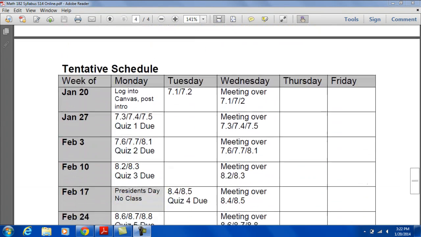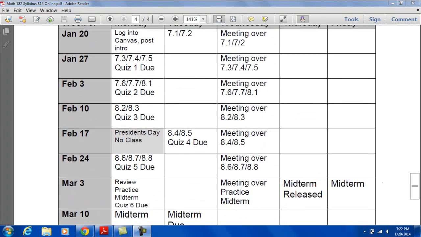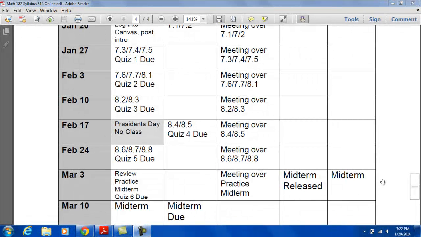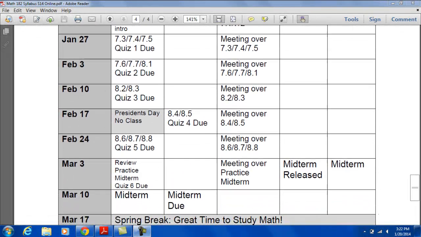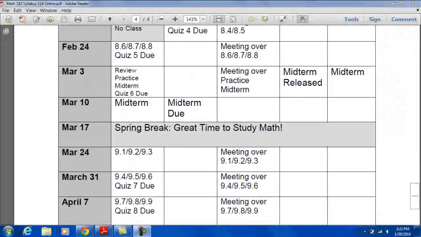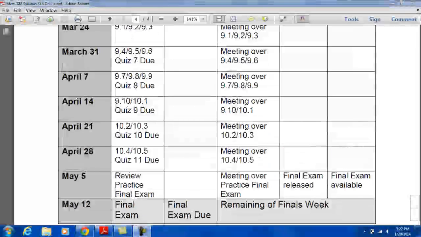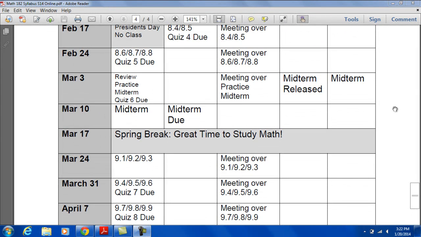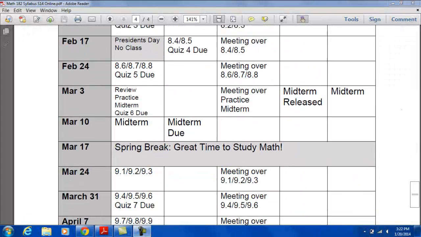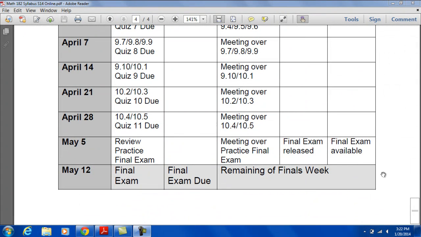Final exams. And here's the schedule we're going to keep. Chapter 7, Chapter 8, midterm, then Chapter 9, Chapter 10, final exam. The midterm is comprehensive, actually, for 7 and 8. The final is not comprehensive. It just covers 9 and 10.